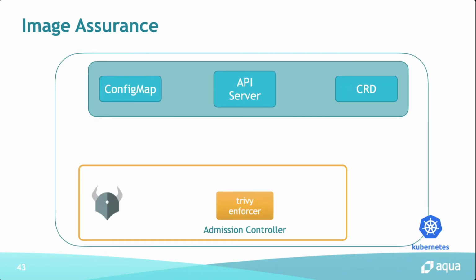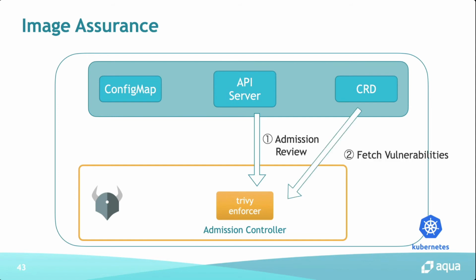When the user is trying to deploy the image, the Kubernetes API sends an admission review to Trivy Enforcer, and the request contains the image name. Trivy Enforcer retrieves the custom resource that matches the image name and extracts the result of the vulnerabilities. If there is no scan result, it rejects the image immediately. Then it sends the vulnerabilities to OPA, and OPA evaluates those vulnerabilities. If one of them violates the policy, it returns a deny response. If there is no vulnerability violating the policy, Trivy Enforcer allows the deploy of the image.